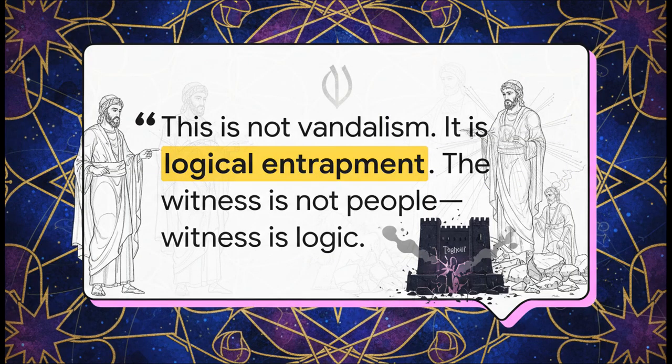Now we get to see how this all comes together. Ibrāhīm's act of breaking the idols, it's not just vandalism. It's presented here as this brilliant logical trap. By leaving the biggest idol standing and then blaming it for the mess, he forces the system to reveal its own powerlessness. The real witness here isn't the people watching. The witness is the inevitable collapse of Tagut's own flimsy logic.